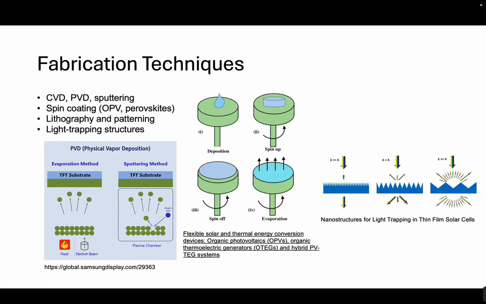So, for the fabrication techniques, a wide range of techniques are used depending on the material system. Traditional semiconductor techniques like CVD and PVD are used for silicon and thin films. Spin coating is also popular in research for perovskites and organics. Lithography defines the contact and patterning structure, and surface texturing is often employed for enhanced light absorption.